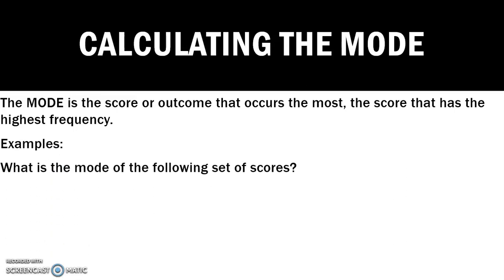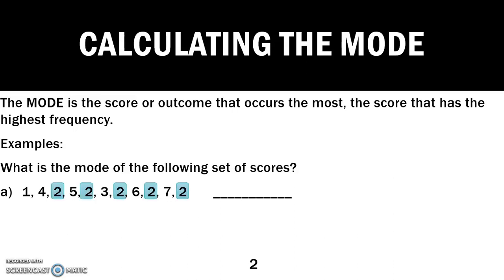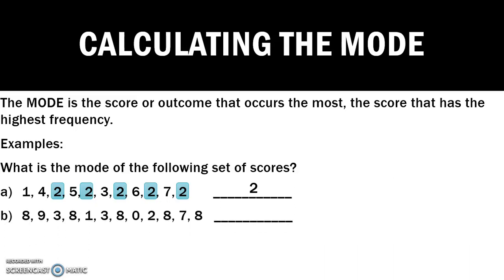So what is the mode of the following set of scores? Our first data set is 1, 4, 2, 5, 2, 3, 2, 6, 2, 7, 2. The score that occurs the most here is 2, so the mode equals 2. For our next set of scores, we have the data set 8, 9, 3, 8, 1, 3, 8, 0, 2, 8, 7, 8. The score that occurs the most here is 8, so our mode equals 8.